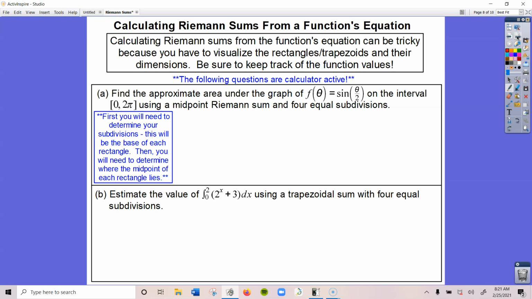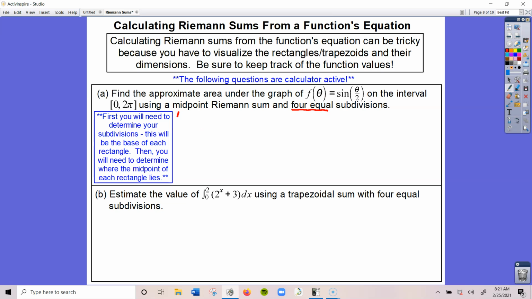So we want to approximate the area under the graph of f of theta equals sine of theta over 2 on the interval 0 to 2 pi using a midpoint Riemann sum and 4 equal subdivisions. So since we have 4 equal subdivisions, we need to know what the change in x would be, so that way I know what the base of each rectangle would be.